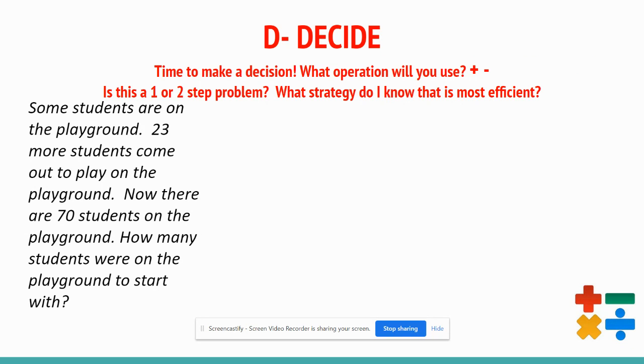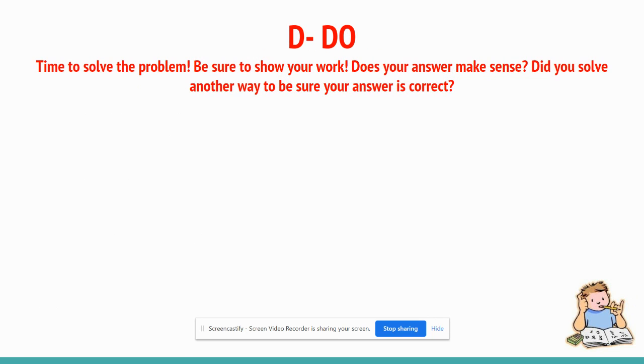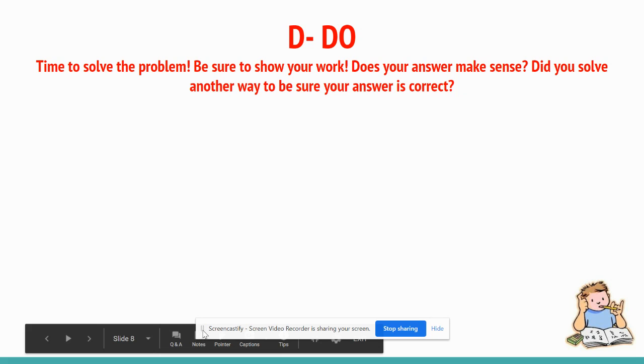For the do part, some students are on the playground. 23 more students come out to play on the playground. Now there are 70 students on the playground. How many students were on the playground to start with? If you need more time, you may pause the video and continue working.